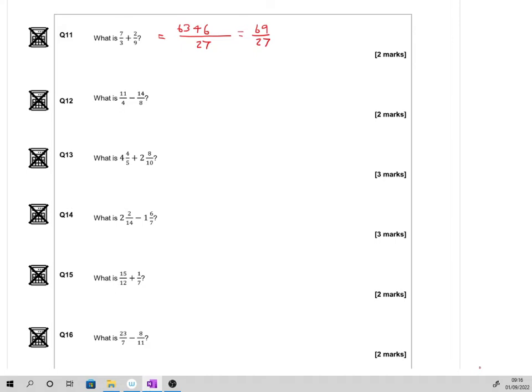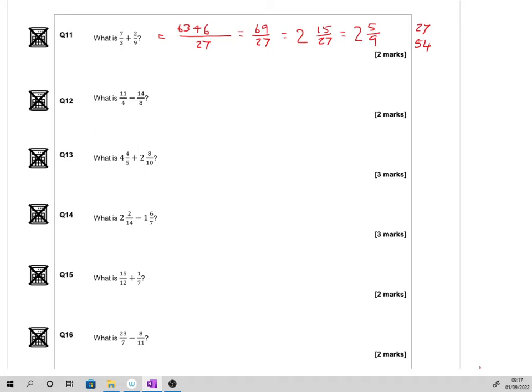Change it into a mixed number. 27 plus 27 is 54. So that goes 2 and 15 over 27. Simplify that, divide by 3, which equals 2 and 5 over 9.